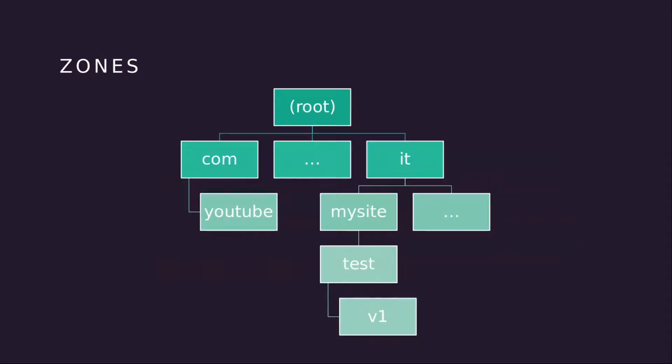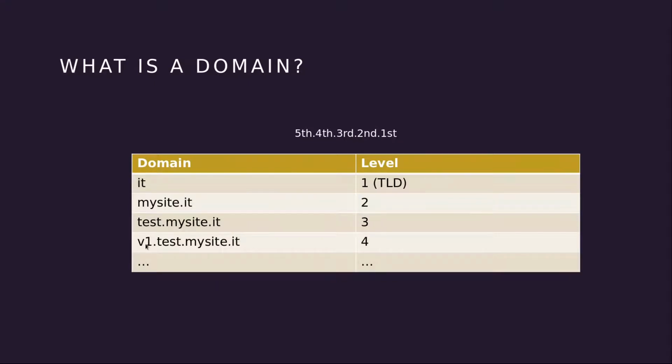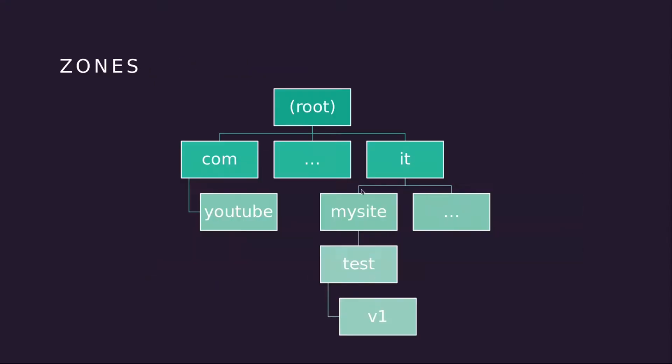Okay, this is translated to this concept of DNS zones. You have this nice tree, in which you have a root and then other nodes that are responsible for holding other information. So the .com subtree has in its subtree other elements for each domain that falls into the .com subtree, and we can see also the subtree of mysite.it. This is the translation of v1.test.mysite.it. This is how it looks logically in DNS.